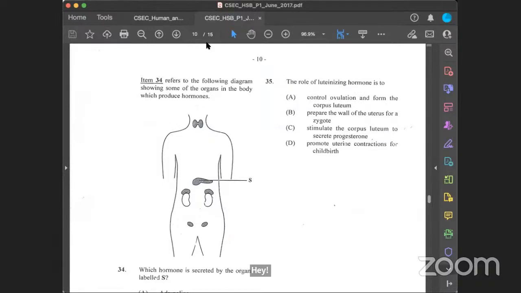Luteinizing hormone. Release the egg. Very good, Selena.